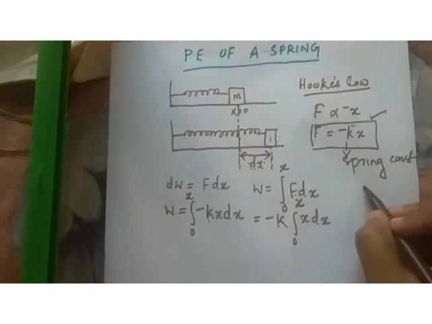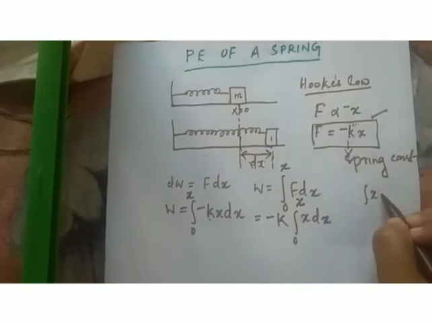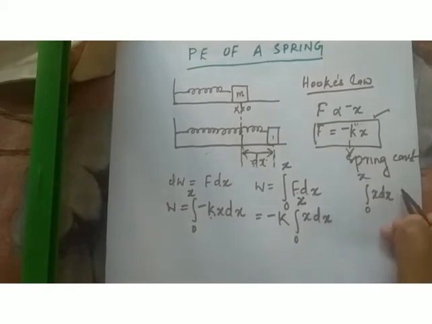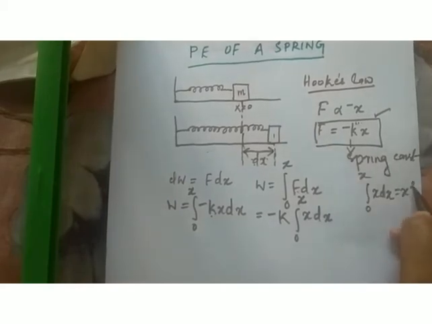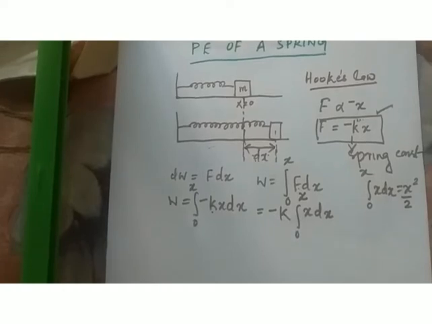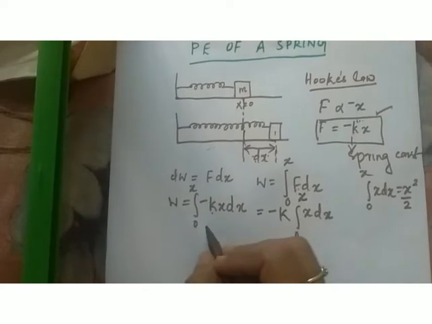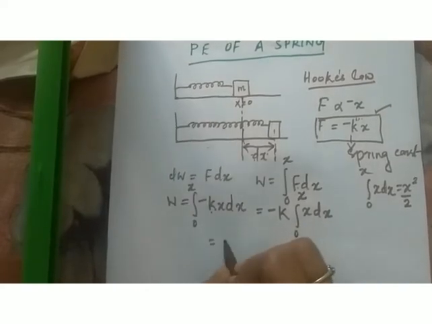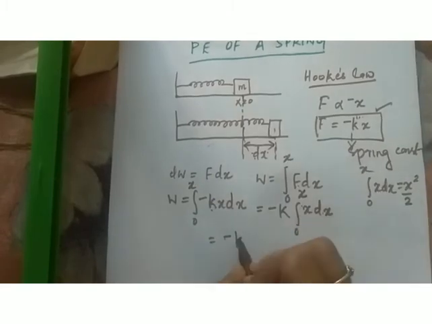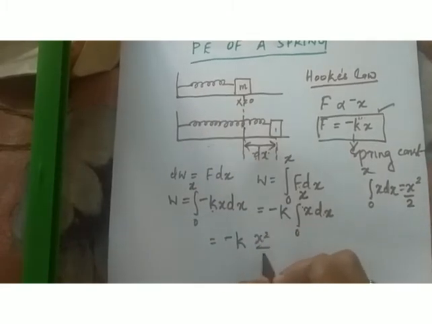And you must study the result of x dx. Integral of x dx between the limits 0 to x is x square by 2. Okay, so what is the value of integral 0 to x dx? It is x square by 2. So here we can write minus k, integral 0 to x dx is x square by 2.